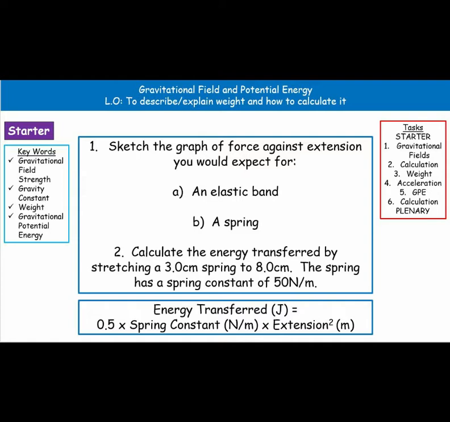What we're going to be doing in today's lesson is having a look at gravitational field and potential energy. Hopefully by the end of this lesson you'll be able to describe and explain weight and how we can calculate it. To start us off, as always, we've got a couple of questions on the screen for you to have a go at in your books. You can use a calculator as always, and I've given you the formula at the bottom you may need. Everyone have a go at answering those questions in your book for me. I'll give you a couple of minutes to get that done.